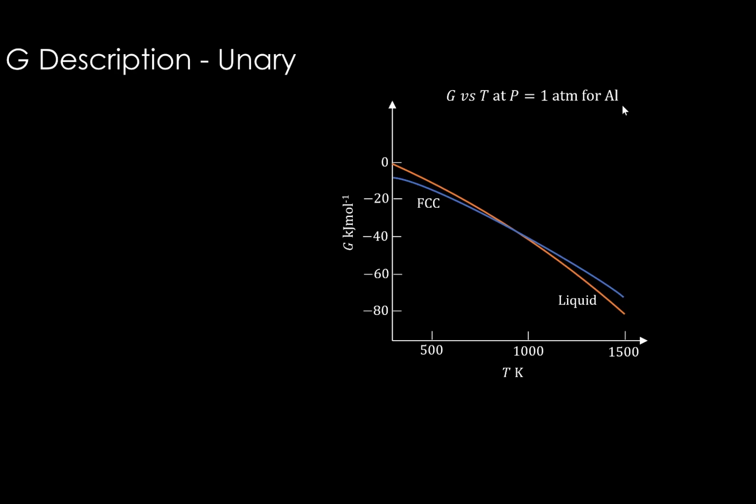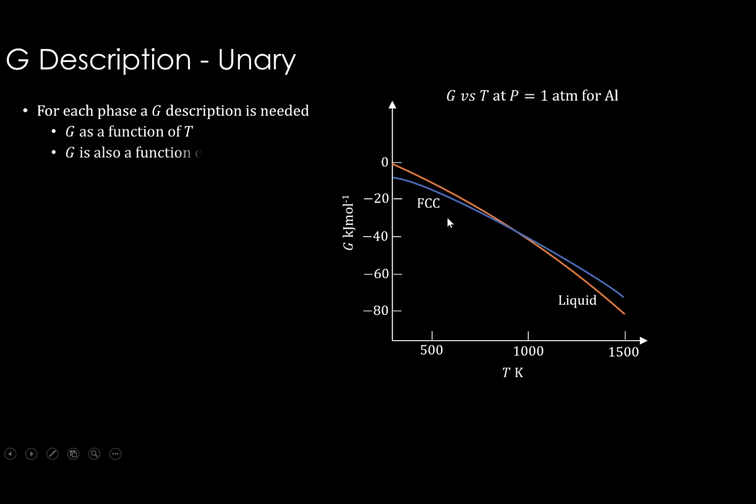Now, what we need to get these curves is the Gibbs energy description for each phase, right? For FCC and for liquid, we need equations for these curves. G as a function of temperature we need, that's what this is. But here pressure is taken as 1 atmospheric pressure. If the pressure changes, these curves are going to change, whereas Gibbs energy is also a function of pressure, right?